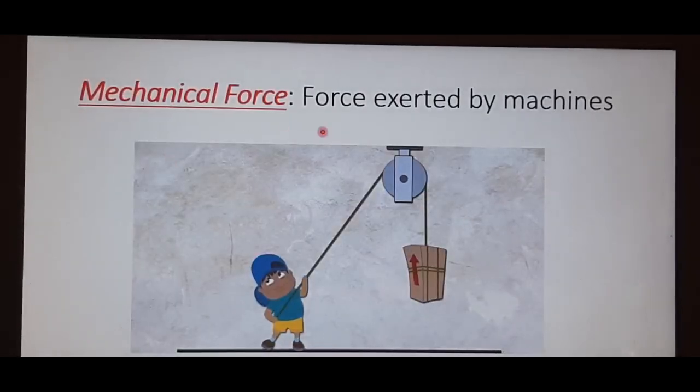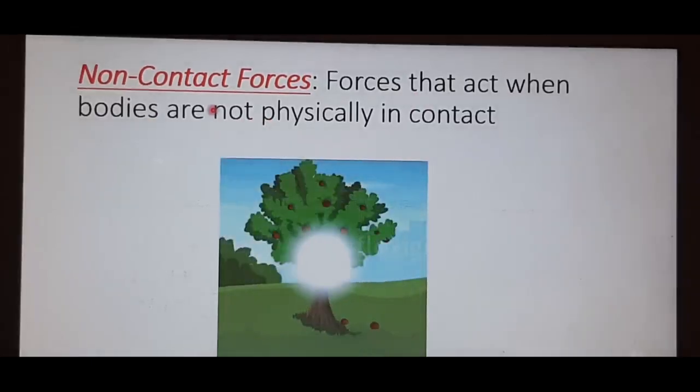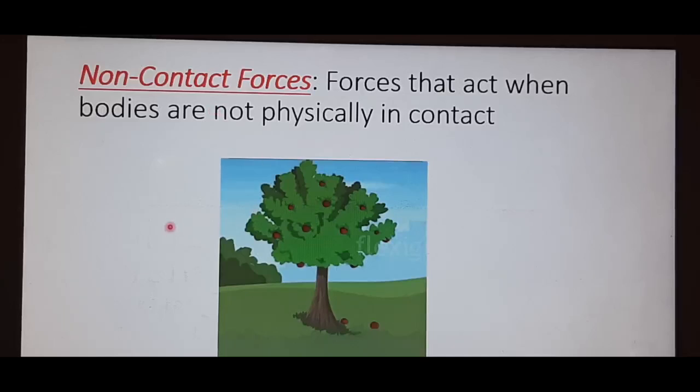Now let's talk about non-contact forces. Non-contact is already clear from the word itself. Non-contact means direct touching is not involved here. So these are forces that act when bodies are not physically in contact. You might have observed that leaves of a tree fall down, or fruits from the trees always fall down. So why do they fall down? This is due to the force of gravity, which is a type of non-contact force.